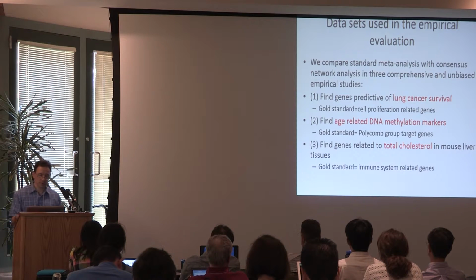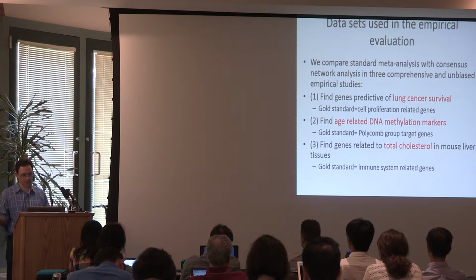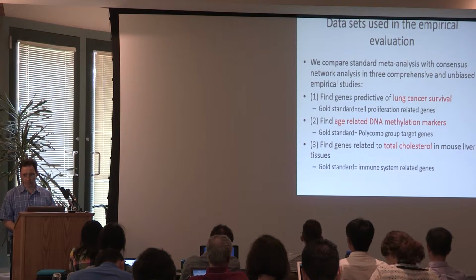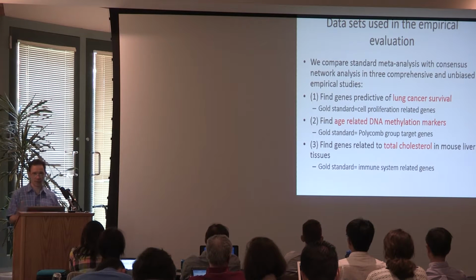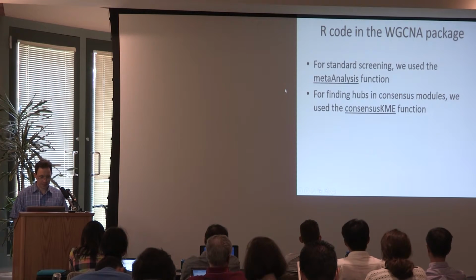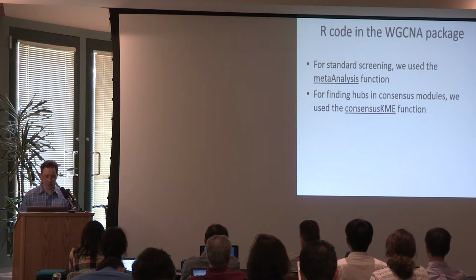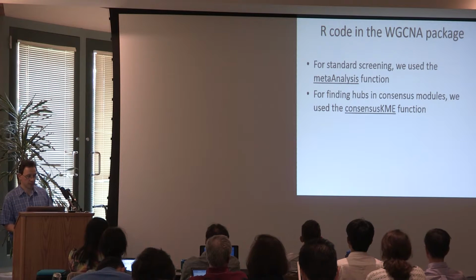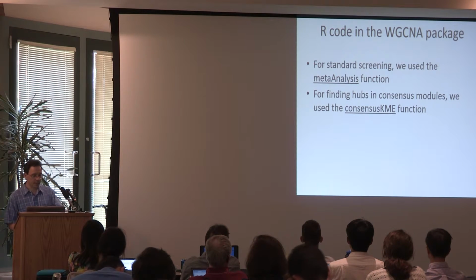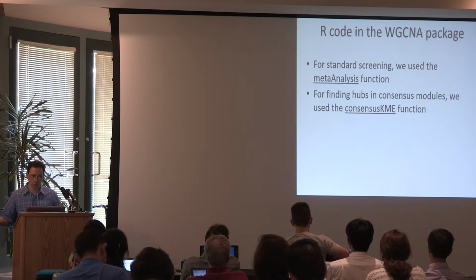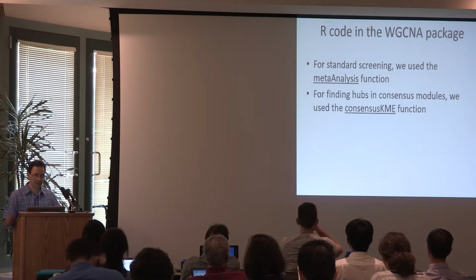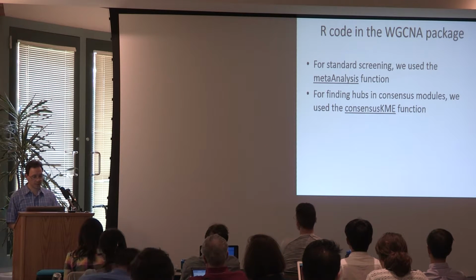We just knew from various publications that high cholesterol levels really lead to inflammation, and so you find immune system related genes in the livers. All right, and so then we had these data sets, and we used 2 R functions in the WGCNA package. There's actually an R function, I barely talk about it. It's called meta-analysis. So let's say you have 10 lung cancer data sets. This function would do meta-analysis on all these data sets, meaning standard statistical meta-analysis.